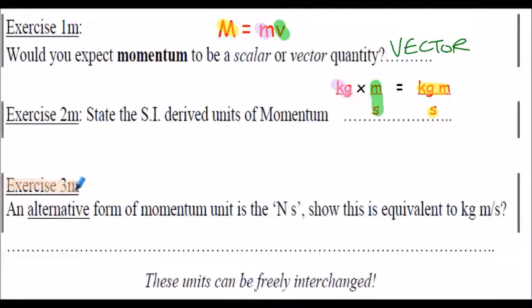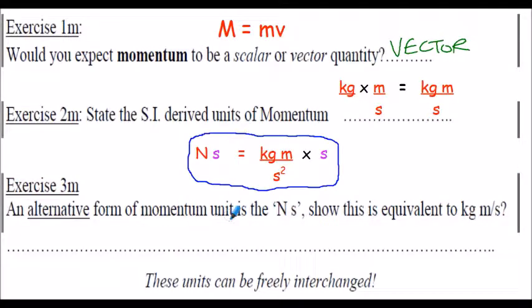Exercise 3M asks us to consider the alternative form of momentum unit, the Newton seconds, and show it's equivalent to the kilogram meter per second. So to show that the Newton second is actually the same as the kilogram meter per second, if we know that the Newton in the SI system is actually a kilogram meter per second squared from its definition, and we multiply that by seconds, we can clearly see that the second on the top cancels with the seconds squared on the bottom to leave us kilogram meter per second. So we can see that the Newton second is equivalent to a kilogram meter per second.